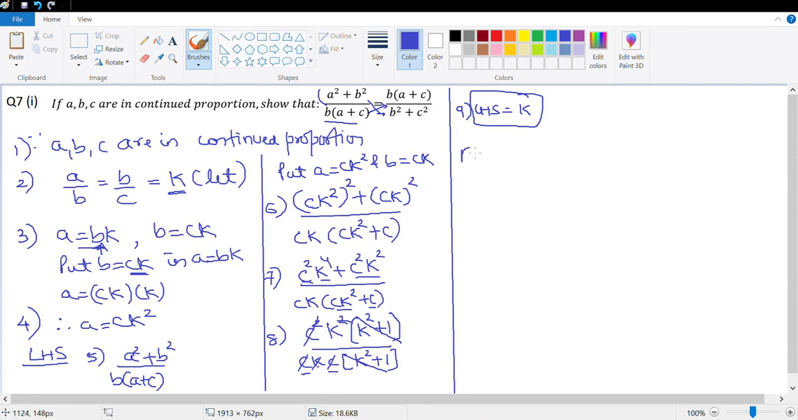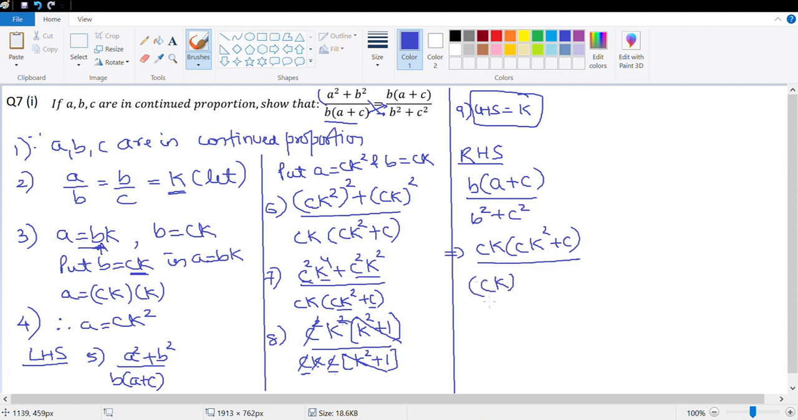Now let's work with the right hand side. So right hand side is equal to B times A plus C upon B square plus C square. Let's substitute values. B is equal to CK, A is equal to CK square, plus C. In the denominator I have B square, which is CK whole square plus C square. So between these two terms I have C common, so this is CK, another C comes out, and I am left with K square plus 1. In the denominator I have C square K square plus C square.